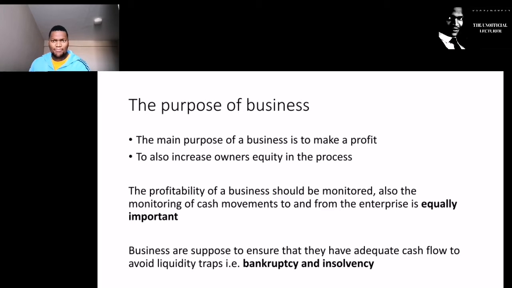And once you cannot pay them, those people by law can take you to court to say that they want their money back. And the court, what will they do? They will discredit your business, they will close it down, they will file for what we call business rescue, and you'll have to close down the shop. So we don't want that as entrepreneurs.